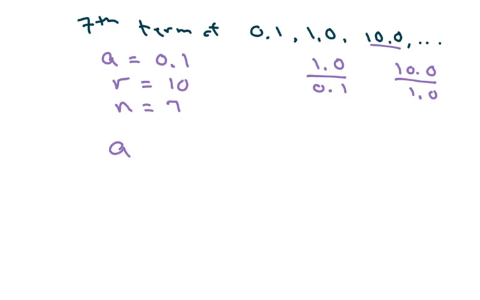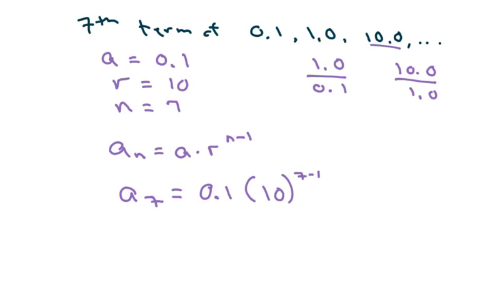So use your formula and plug everything in. A sub 7 equals 0.1 times 10 to the 7 minus 1, which is 0.1 times 10 to the 6th, which equals 100,000.